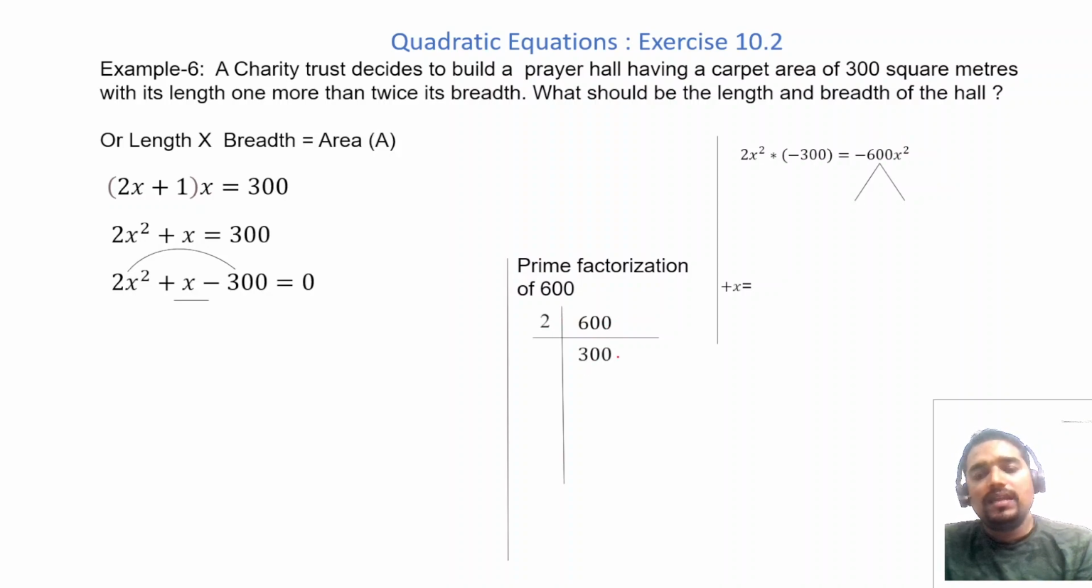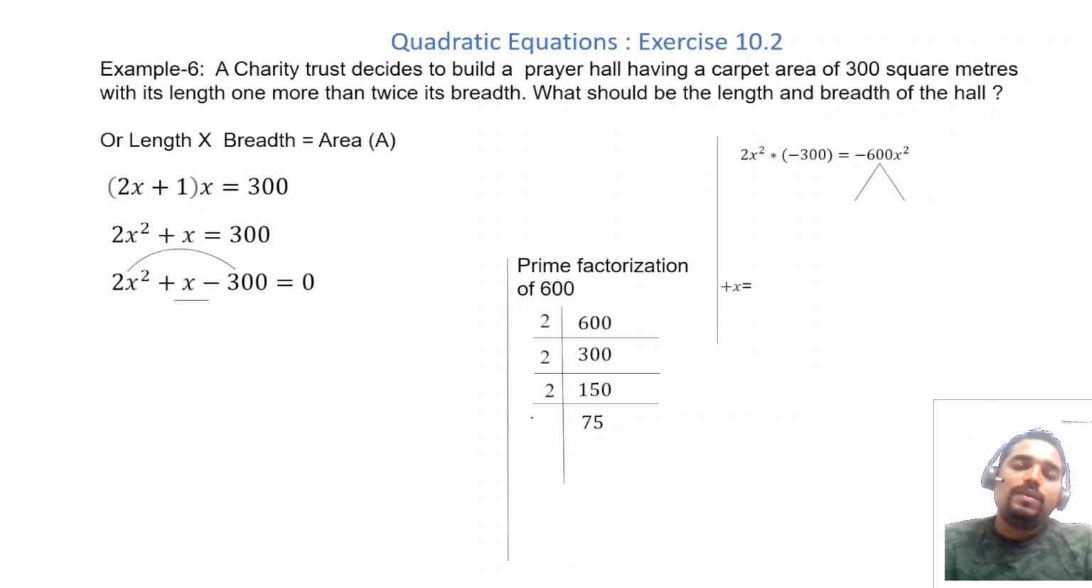Again, since 300 is even, let's divide it again by 2. So we will be getting 150. 150 also can be divided by 2. We will be ending up with 75. Since 75 is odd, we cannot divide by 2. Let's check the divisibility by 3.